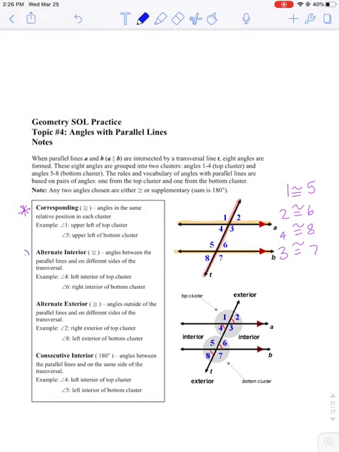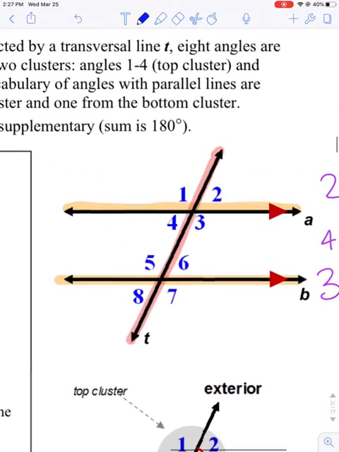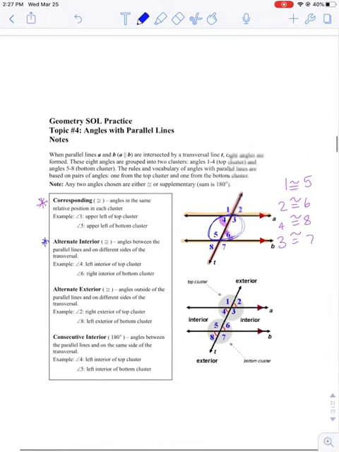Alternate interior angles is the next term. Alternate interior angles also have a congruent relationship, so they have that little congruent symbol. These are angles between the parallel lines on different sides of the transversal. They have to be on the inside of the parallel lines, so they're on the inside of my orange lines, and they have to be on opposite sides of the transversal. For example, angle 4 and angle 6 are alternate interior angles and are therefore congruent.